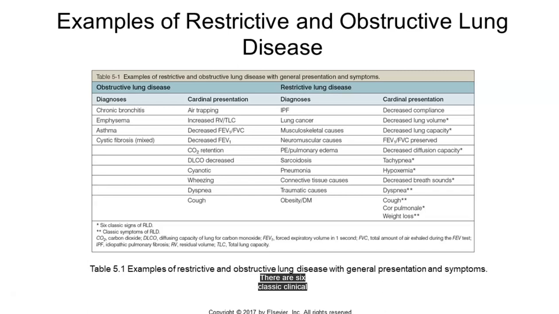There are 6 classic clinical signs for RLD, which include tachypnea due to decreased volumes, hypoxemia as ventilation perfusion mismatching becomes greater, decreased breath sounds with dry inspiratory crackles, decreased volumes and capacities on a PFT, and cor pulmonale as hypoxemia progresses and right-sided heart failure becomes apparent.